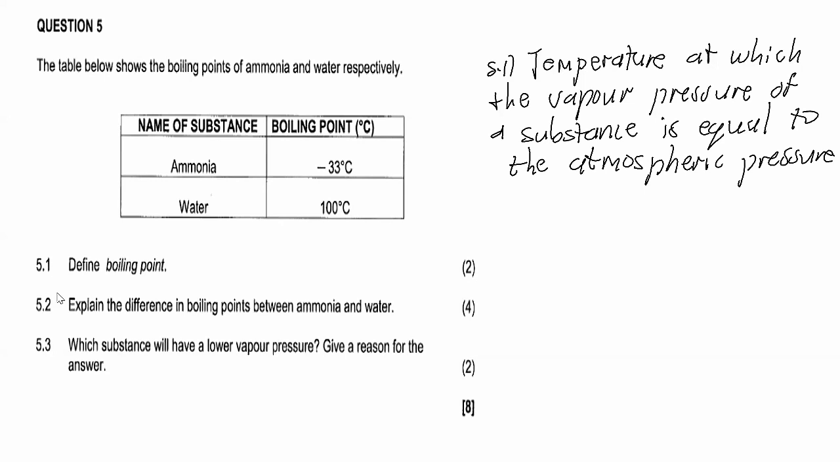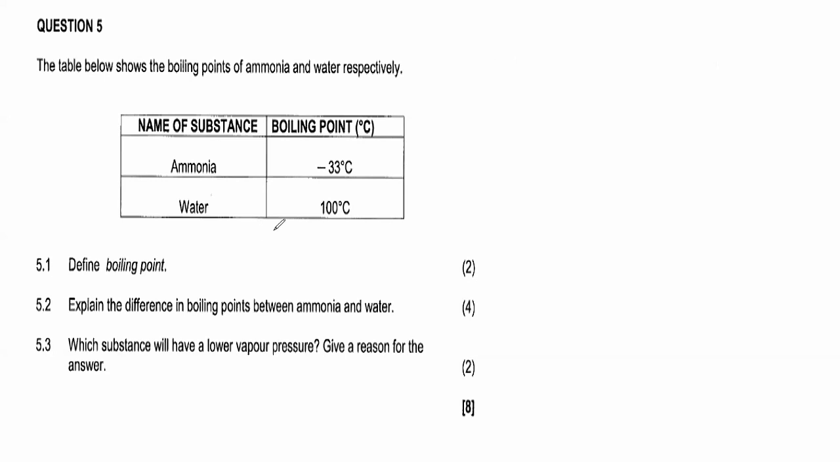Right. Then 5.2 says explain the difference in boiling points between ammonia and water. So we know that ammonia has the chemical formula NH3 and water has the chemical formula H2O. Now we've already stated that if a hydrogen is bonded to an oxygen, a fluorine, or a nitrogen, then the type of intermolecular forces that exist there are the hydrogen bonds. Looking at ammonia and water, we can see that they both fit this criteria. Here we have the hydrogen bonded to a nitrogen, and here hydrogen bonded to an oxygen. So the type of intermolecular forces in both substances are the hydrogen bonds.